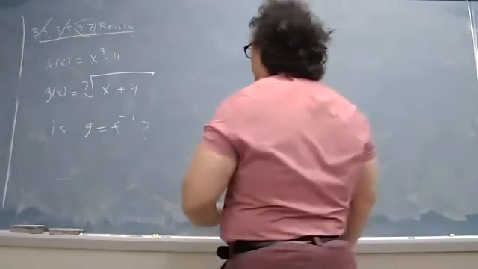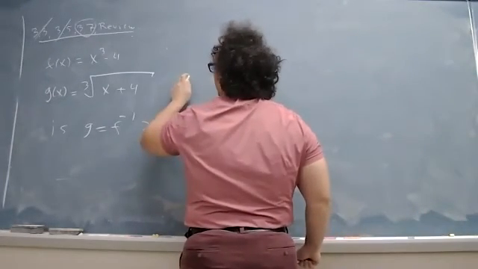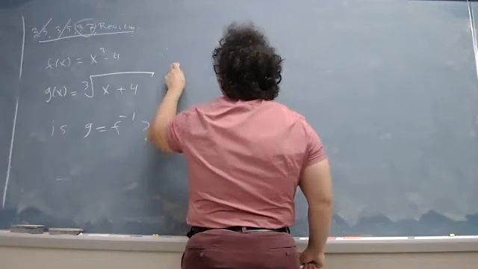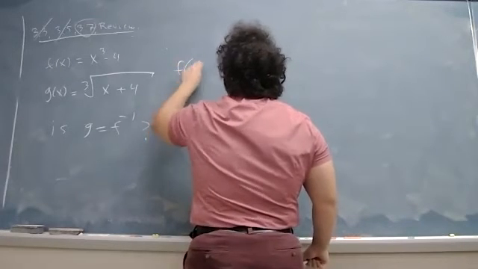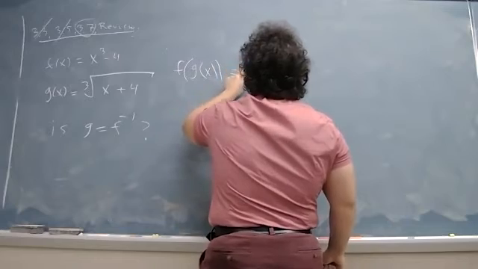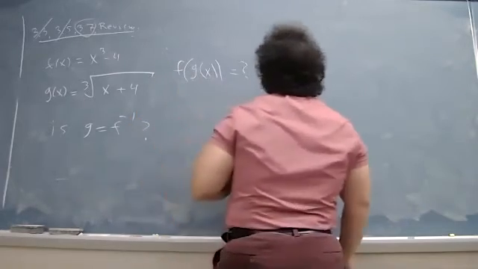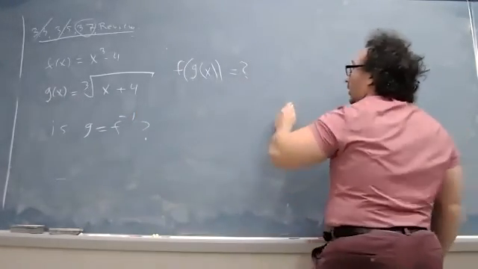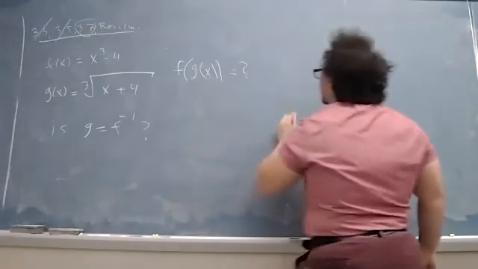The way you do that is you do function composition and see if it equals x. So meaning, what is f of g of x equal to? If it equals x, then it is the inverse function. So let's just see what that works out to.